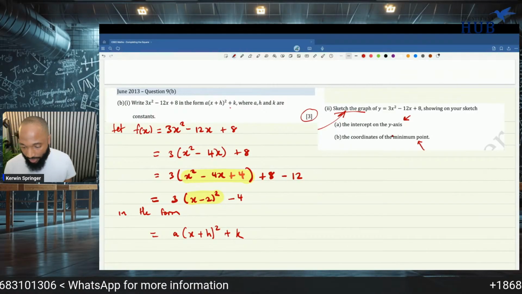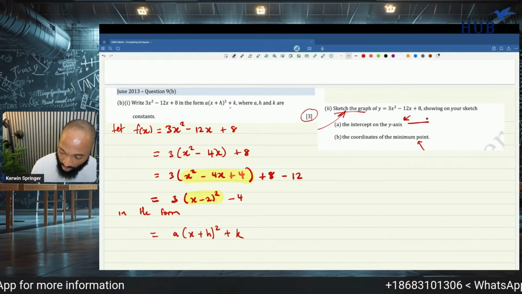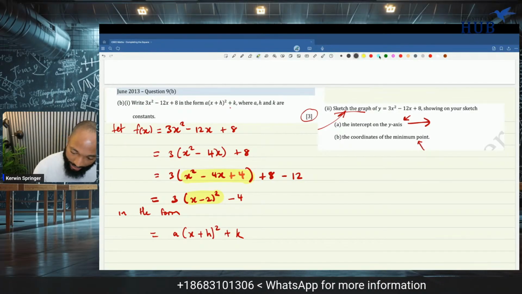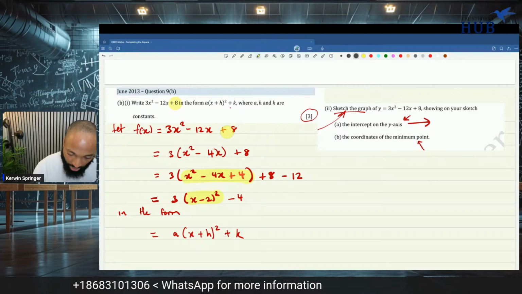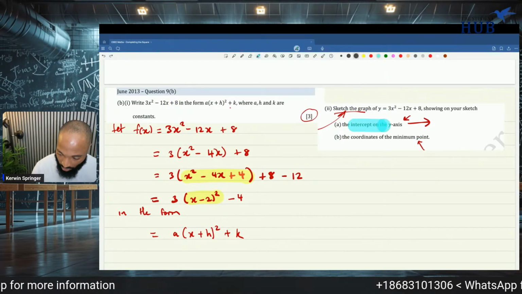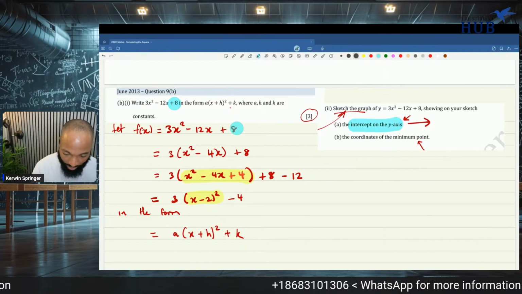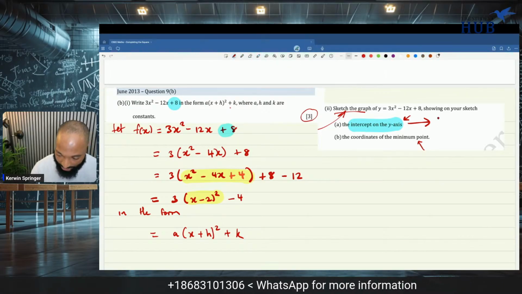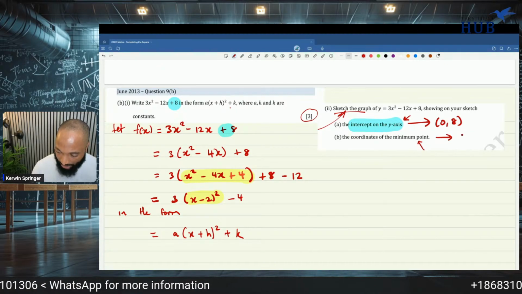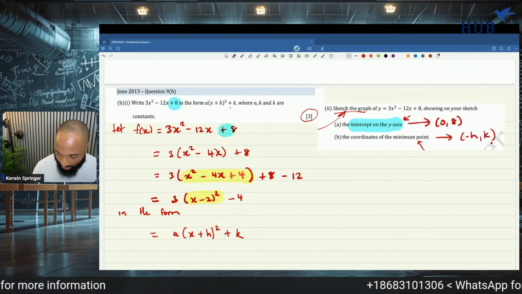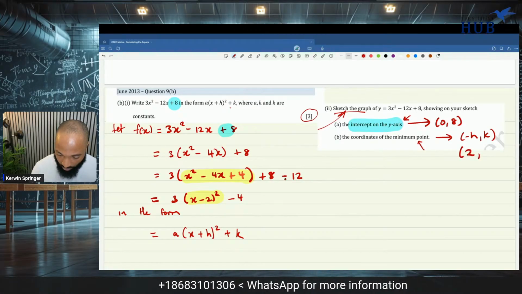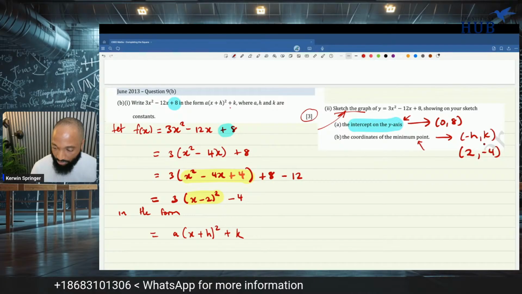So sketchy graph. We need the intercept on the y-axis. We already have this. The intercept on the y-axis is found by locating the c in the original equation. That's the 8. So the intercept on the y-axis, or also called the y-intercept, is that number, 8, whose coordinates is (0, 8). The coordinates of the minimum point is (negative h, k). We've done quite a lot of that. h in this case is negative 2, so it's going to be positive 2 and k is negative 4. So that's the minimum point.